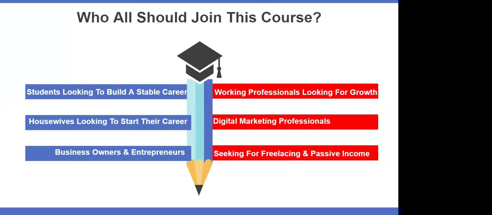There are various industries where the growth is stuck, where you are the only one taking care of that particular responsibility. Then you have business owners and entrepreneurs who definitely want to grow their own business, and freelancers and passive income people who just want to add something extra to their current source of income. Along with this, there are certain people who just want to work at their convenient time. So freelancing is the best option.